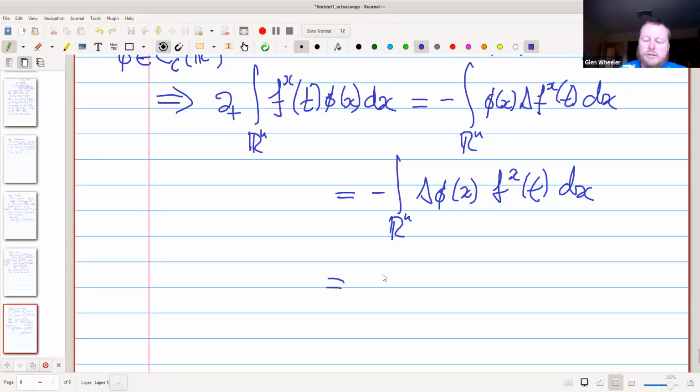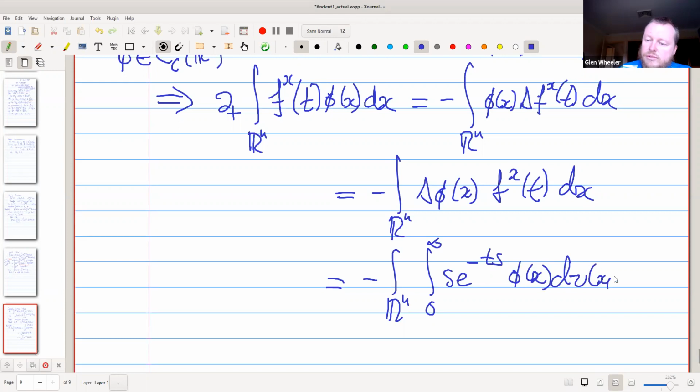And we're going to get minus the integral over Rn, and so we have to pick up another integral here, and we're going to have s e^(-ts) phi of x, and this is dν(x,s).